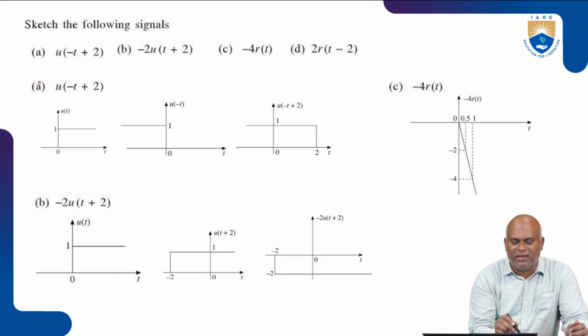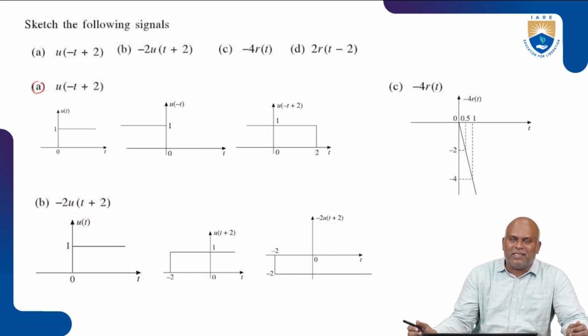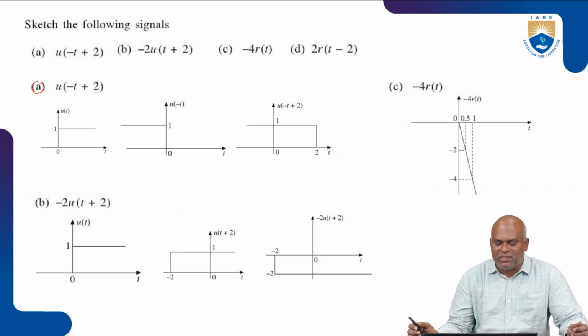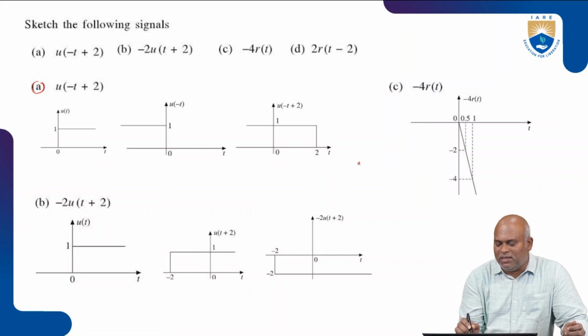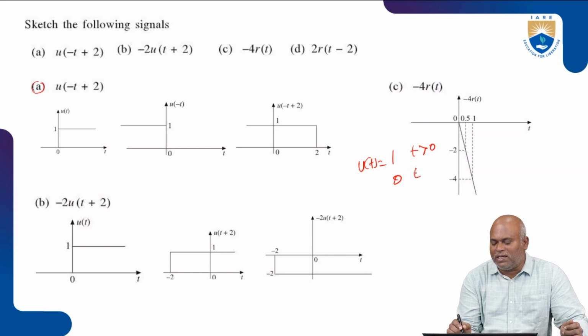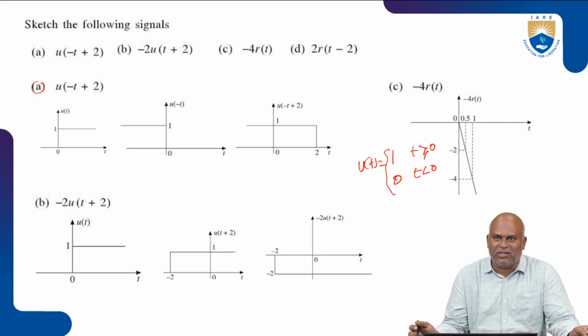First you take a. A is represented as u of minus t plus 2. First we need to find u of t. We know the definition. U of t is equal to 1 when t is greater than or equal to 0, and 0 when t is less than 0.